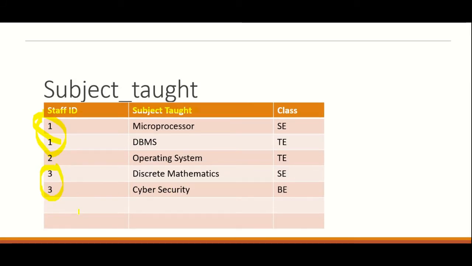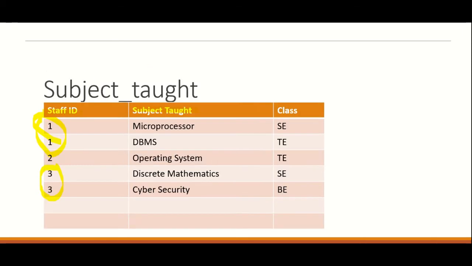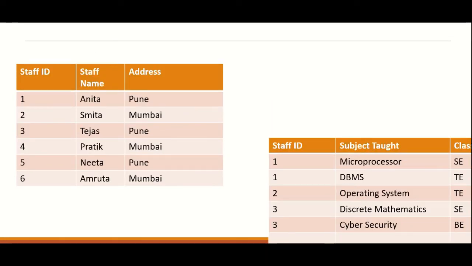No other staff ID can be inserted in this. That means we are ensuring that the staff ID values of subject taught should come only from the staff ID in the staff table. Subject taught table is dependent on staff table. Here the subject taught table will accept IDs only which are present in the staff table. Now we'll see how actually to link this.